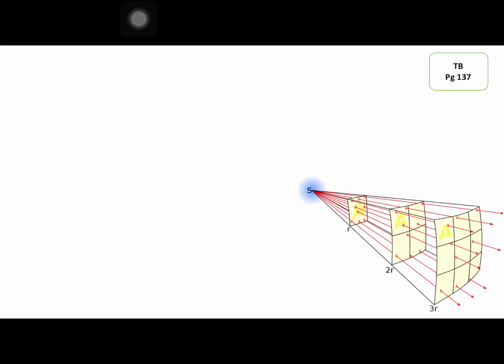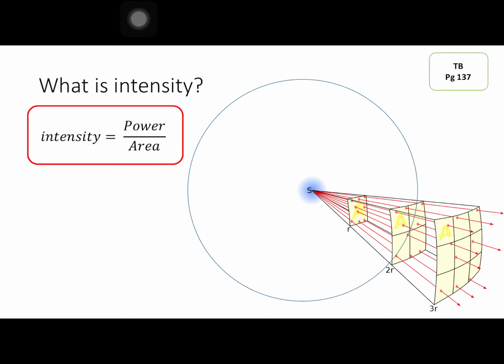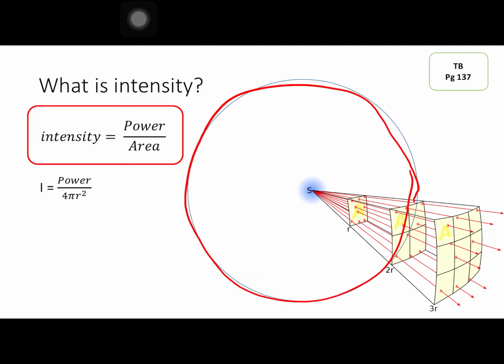Energy per second, what is that? E over T, that is power, isn't it? So the power of the source. I'm going to relate intensity with power, and intensity equals power over area. This is the surface area of the sphere at that radius, this surface area over here. Therefore, the formula is intensity equals power over 4 pi r squared.